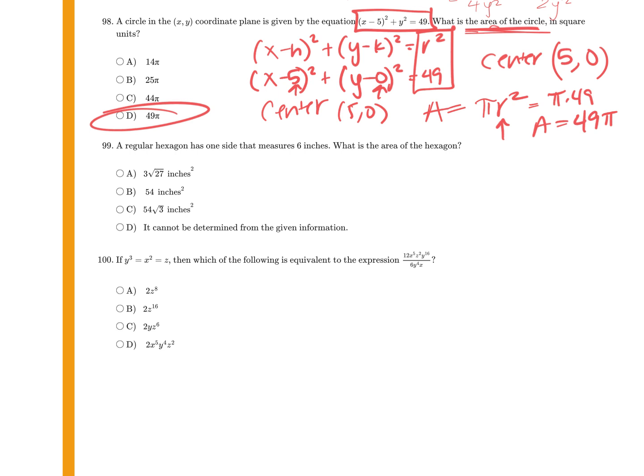Okay, 99. A regular hexagon has one side that measures 6. What is the area of the hexagon? So it says regular. Regular means all the sides are the same. So we have a hexagon. Hexagon means it has 6 sides. And because it's regular, all the sides measure the same length. One side is 6 inches. What is the area of the hexagon?